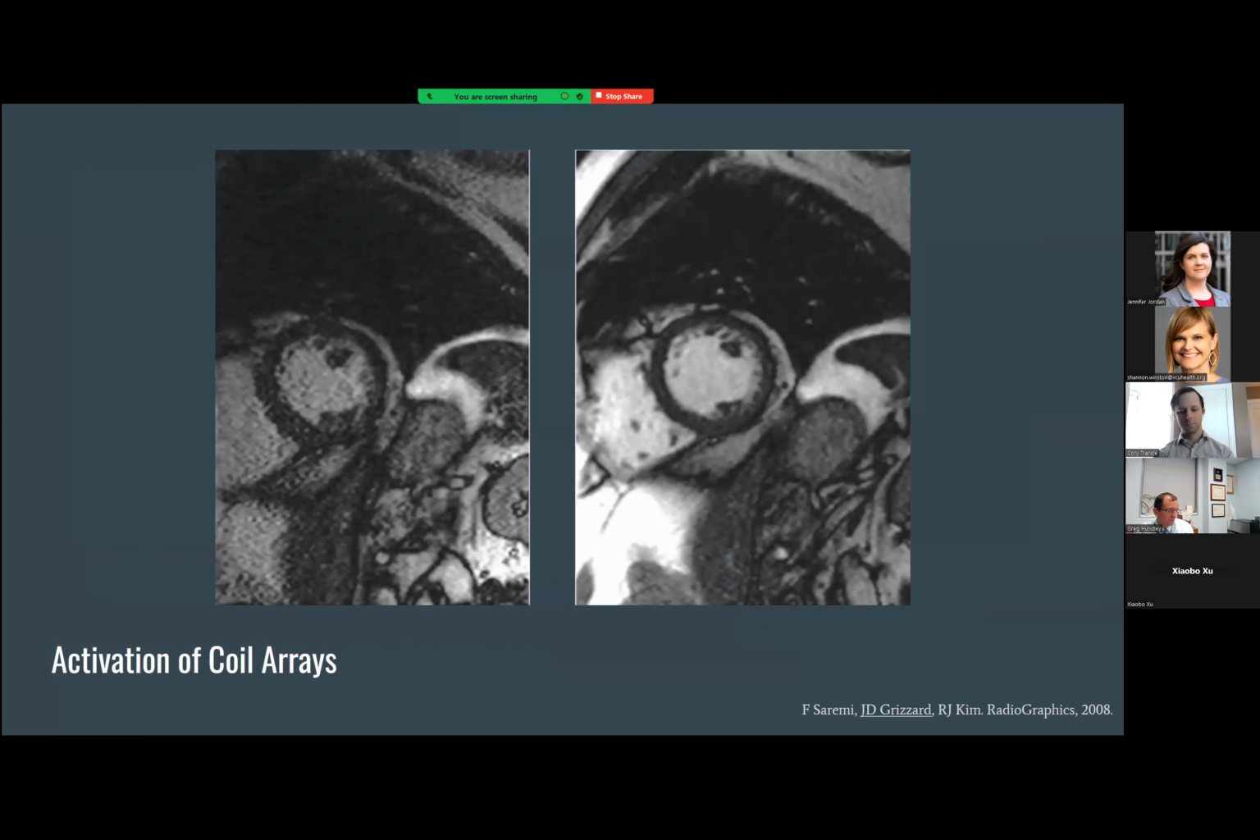This is an example of activation of different coil arrays. So this is a standard short axis SSFP image. And on the left-hand side, the images are acquired without the anterior coil array. And on the right-hand side, you can see the improved signal to noise ratio where we've accurately activated the anterior coil. So we get a much better SNR when we're activating the proper coil arrays.